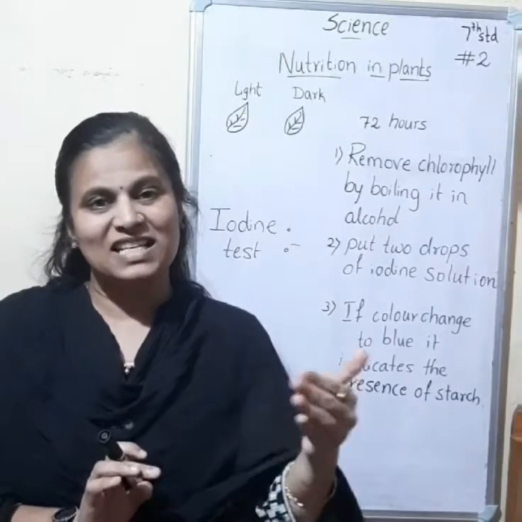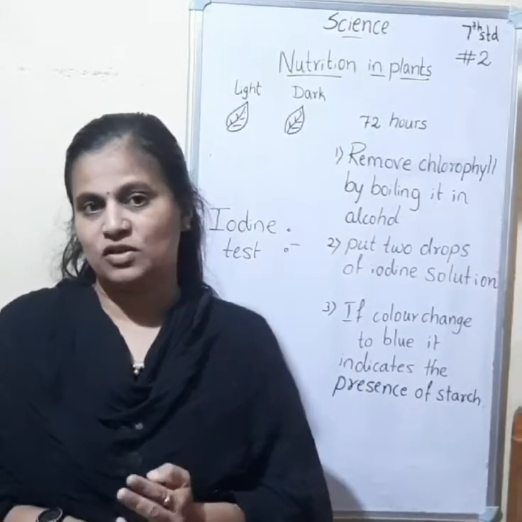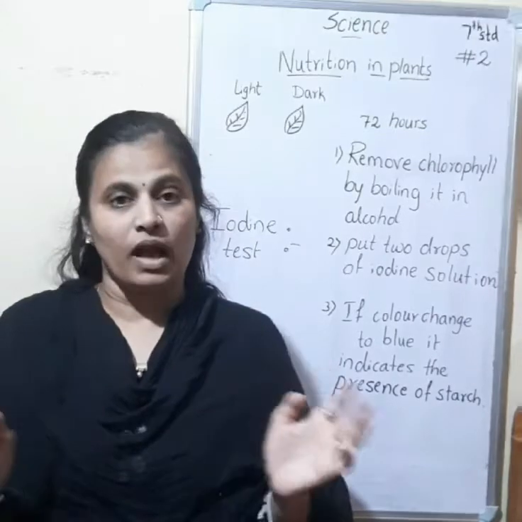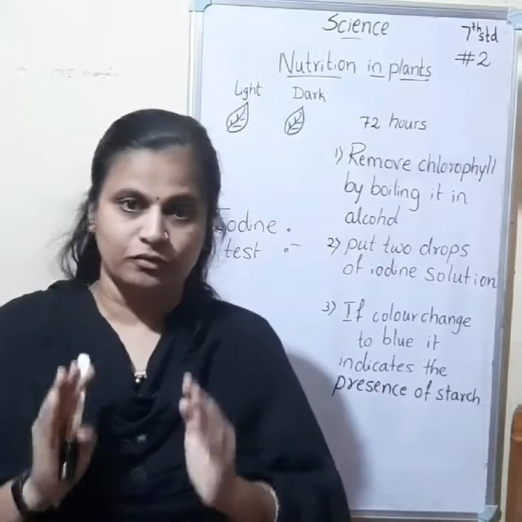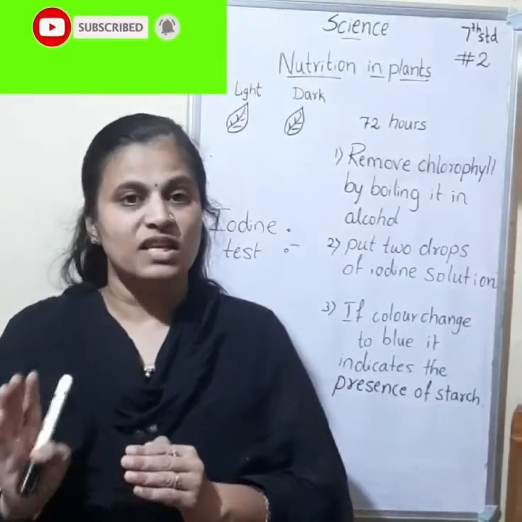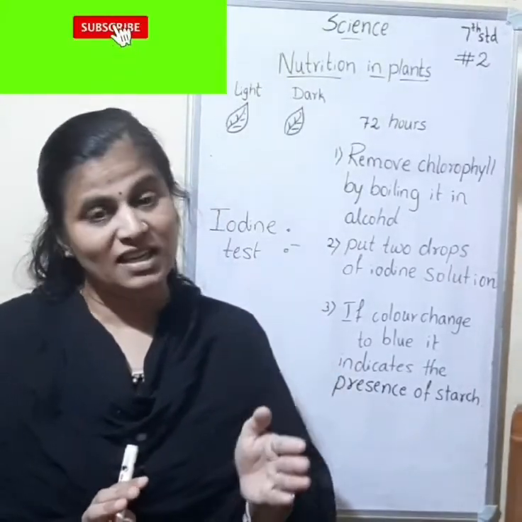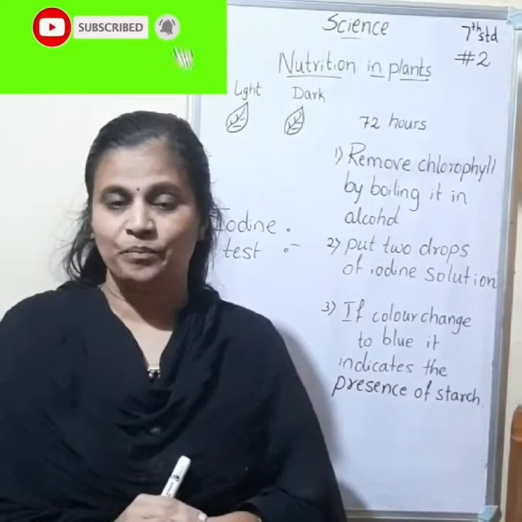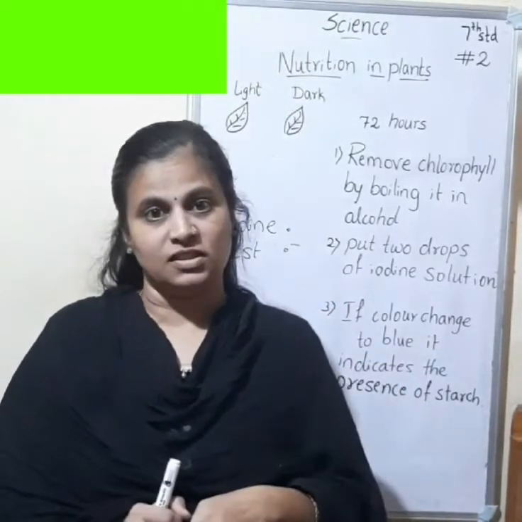Okay, in the last class we have gone through autotrophs, heterotrophs as well as the process photosynthesis. What happens in photosynthesis? Plants prepare their own food in presence of sunlight and chlorophyll by using carbon dioxide as well as water. It gives rise to carbohydrate as well as releases oxygen, right? And the presence of starch indicates the occurrence of photosynthesis.